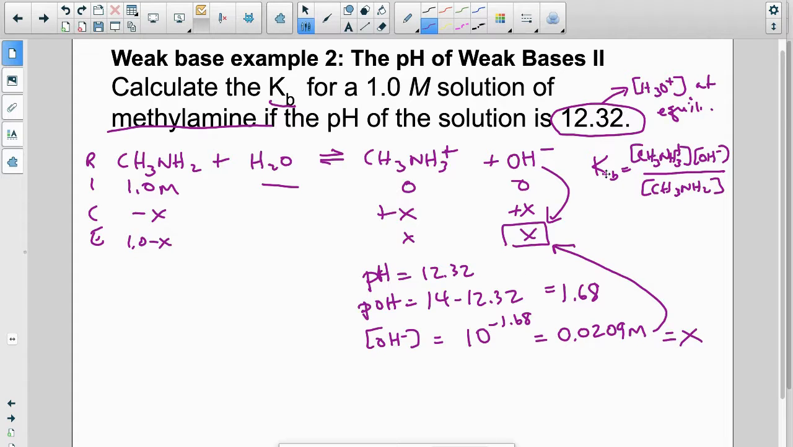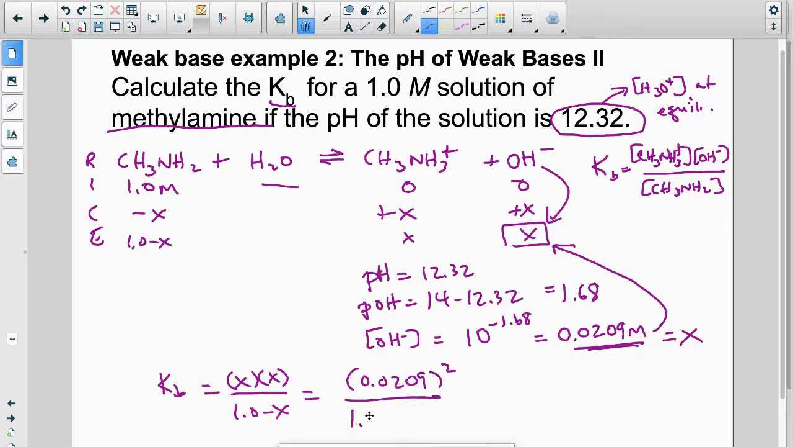So I can plug in now for x into my Kb, right? My Kb is going to be equal to x times x over 1.0 minus x. So now I can just take this number, plug it into here. So that's 0.0209 squared over 1.0 minus 0.0209. And when I solve for this, I end up with 4.5 times 10 to the minus 4 for my Kb.